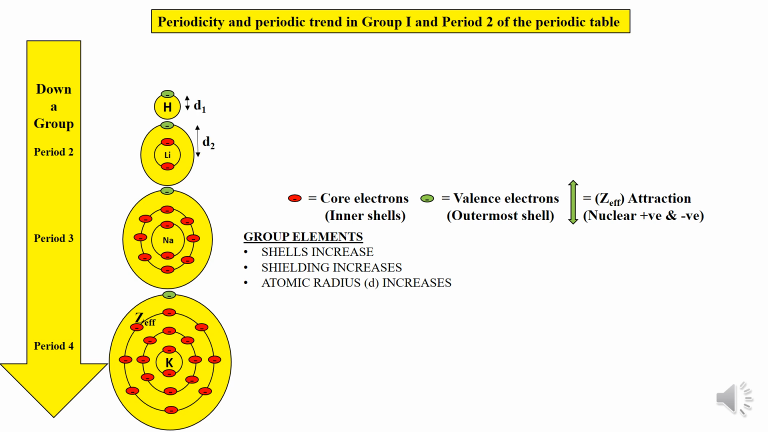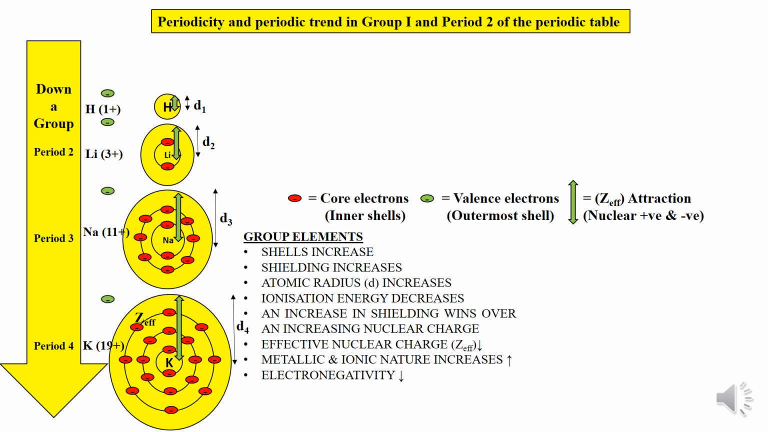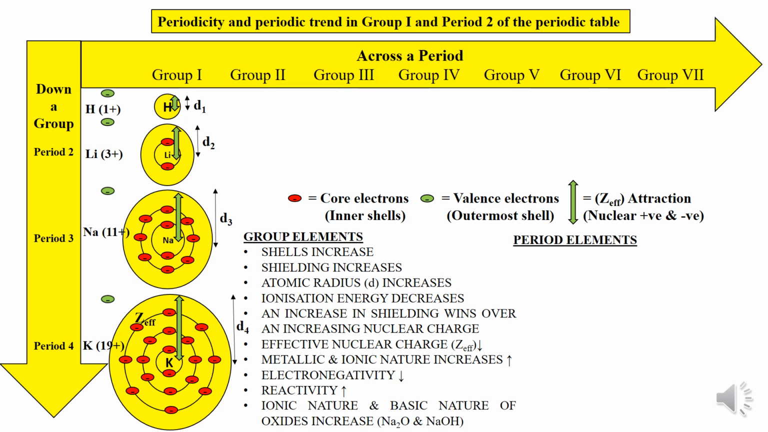Now going down the group, the atomic radius increases, the distance between the nucleus and the outermost valence electron. The ionization energy decreases. What is ionization energy? The amount of energy required to remove an electron from an atom or ion in the gaseous state. As you go down the group, the energy decreases because the positively charged nuclear protons lose control over the outermost valence electron due to the decrease in the electrostatic force of attraction.